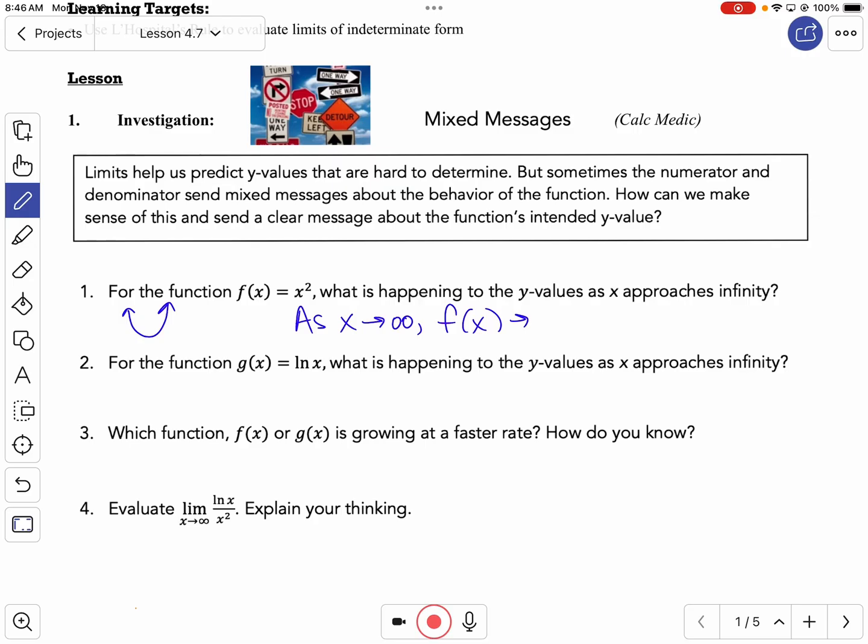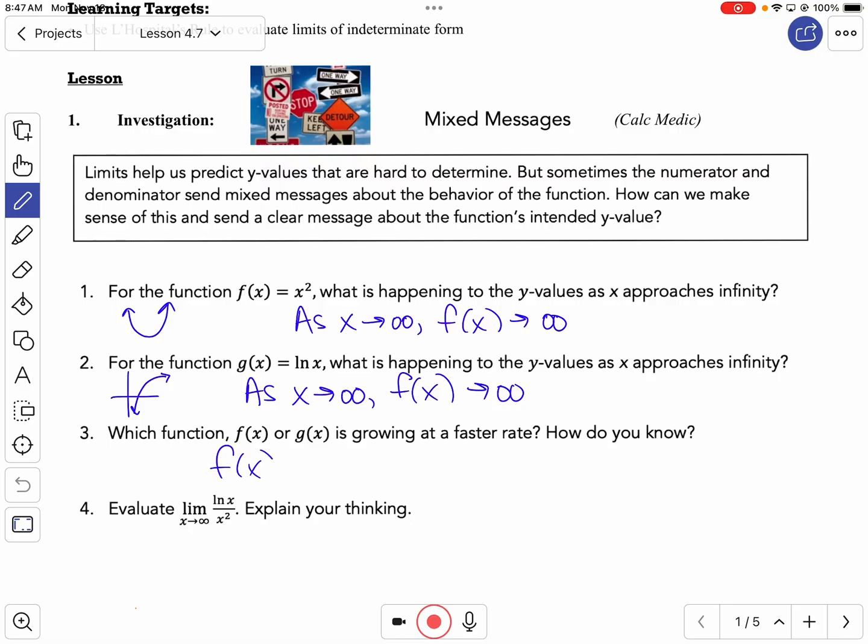Okay, here we go. So for x squared, as x approaches infinity, what does y do? What does y approach? Infinity, okay. And for ln of x, if you don't remember what an ln function looks like, it looks kind of like that. As x approaches infinity, what does f of x approach? It approaches infinity, okay. So which one's growing at a faster rate, f of x or g of x? F of x is growing at a faster rate.